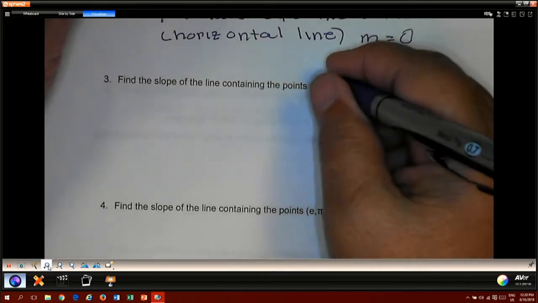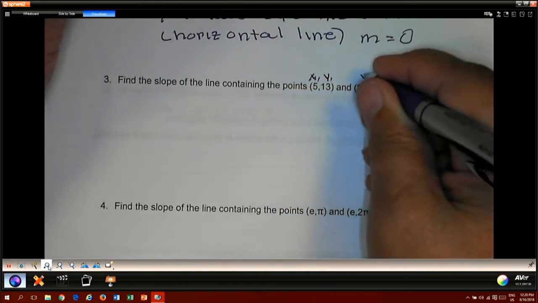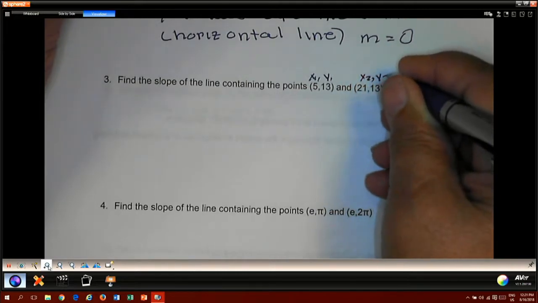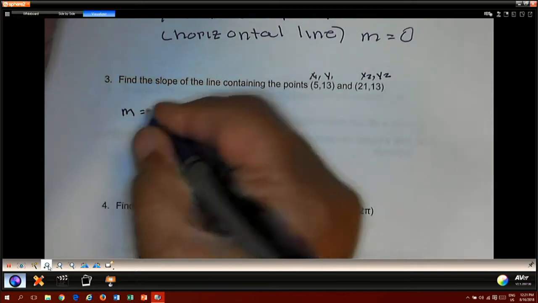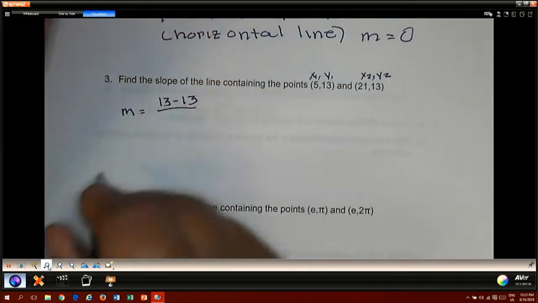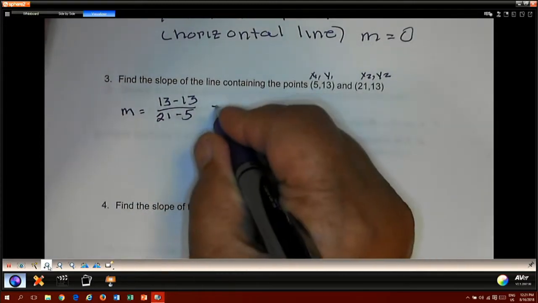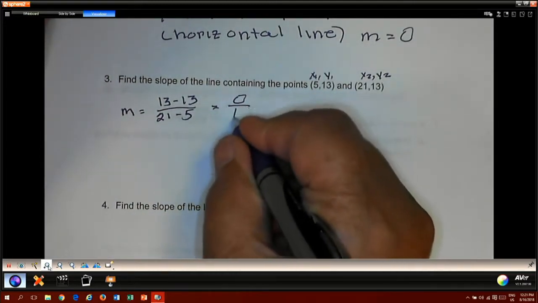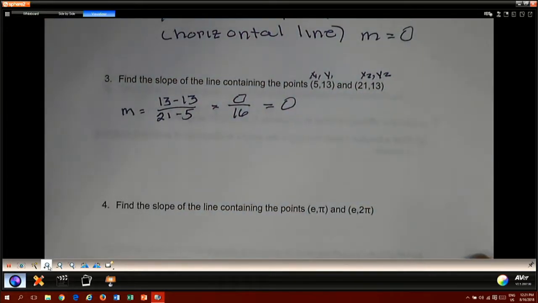Let's look at the next one. So we have x1, y1, and x2, y2. So it'd be 13 minus 13 over 21 minus 5, which gives us 0 over 16, which is still 0.